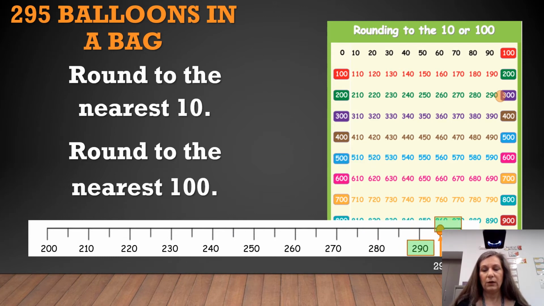So we know that it's in between 290 and 300. So which one is it going to be closer to? It's going to be closer to 300. Now let's take a look at rounding to the closest 100 on the number line. It's going to be between 200 and 300.